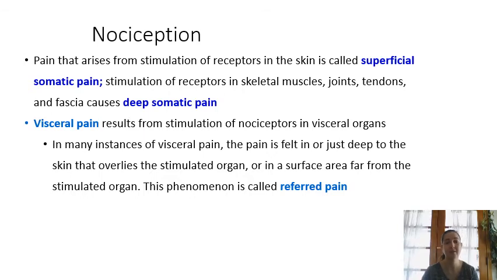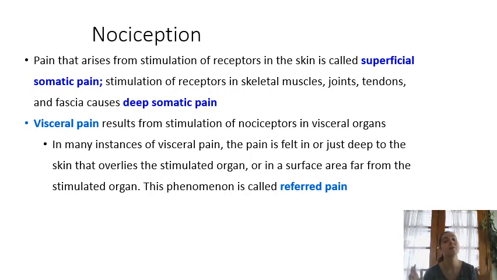Okay, and then the difference between superficial somatic pain and deep somatic pain. Superficial somatic pain would be, for example, if I have a cut on the surface of my skin. Something like that is really superficial. Deep somatic pain is when you go down below the integument and into muscles, bones, joints, and tendons. All of that is a deeper kind of somatic pain.